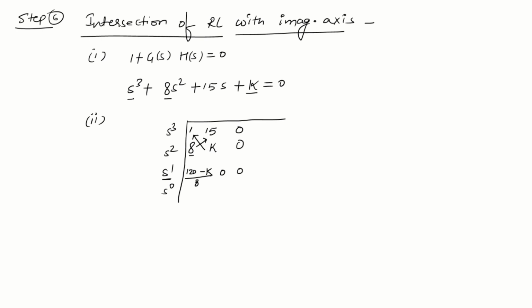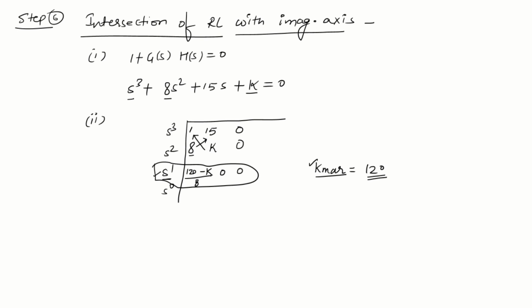So in the next step, to calculate the intersection point of root locus with imaginary axis, we will determine the value of k marginal. So the k marginal value is the value of k which makes any row equal to 0. So let us suppose we want to make this row equal to 0. Then we will put the value of k equals to 120. So when we put k equals to 120, this will make the s to power 1 row equal to 0. So the k marginal value is equal to 120.